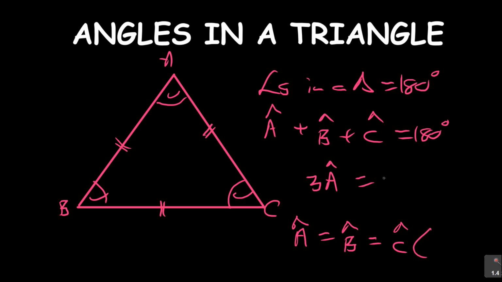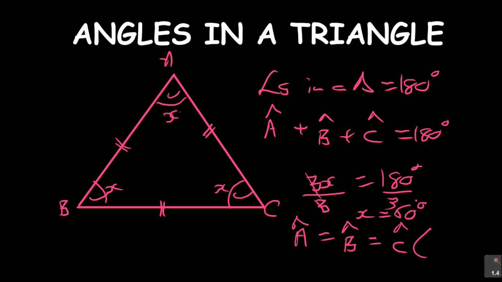So 3A is equal to 180 degrees. Or let's say this angle was X, this was X, this was X. Instead of saying A, you can say 3X here. If they say find X, you divide by 3 on both sides, and X becomes 180 divided by 3, which is 60 degrees. That's why here we say X is 60, and here X is 60. So that's how you find that.